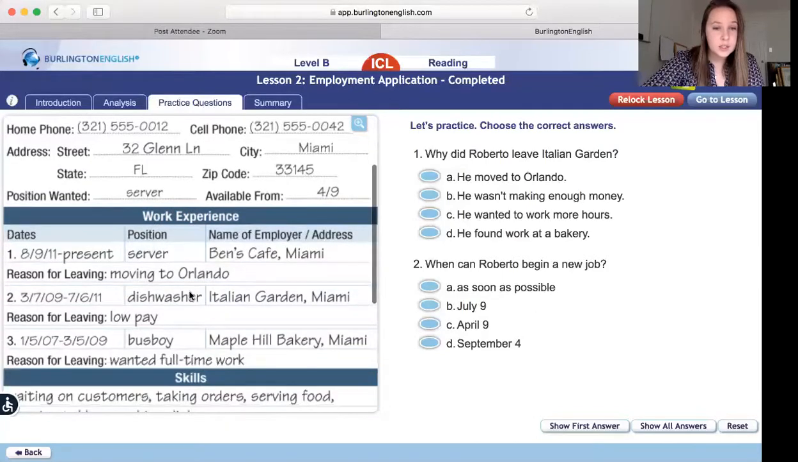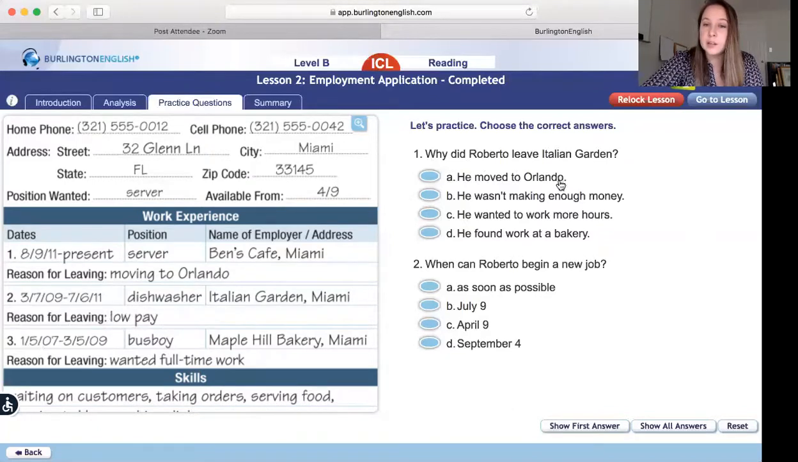So we take a look and we see the name of the employer. We have Ben's Cafe, we have Italian Garden, we have Maple Hill Bakery. So we can look at the one specific place that we know we're looking for. We're looking for Italian Garden. So we look at Italian Garden, and that's this section here. And we look for why did he leave? We're looking for a reason. So under Italian Garden, we can see where it says reason for leaving. And there's our answer. It says low pay.